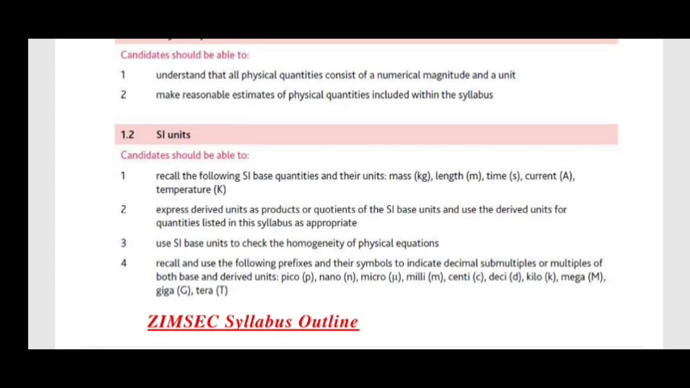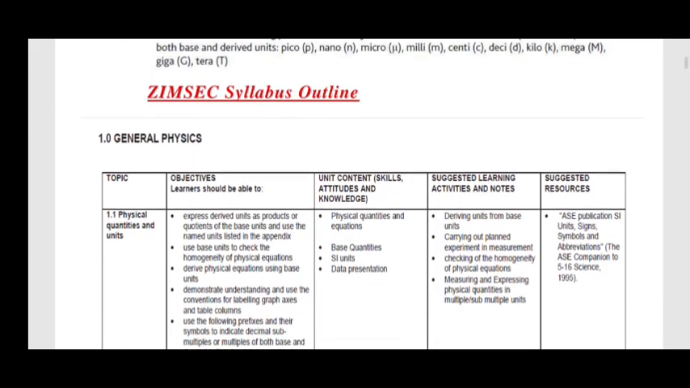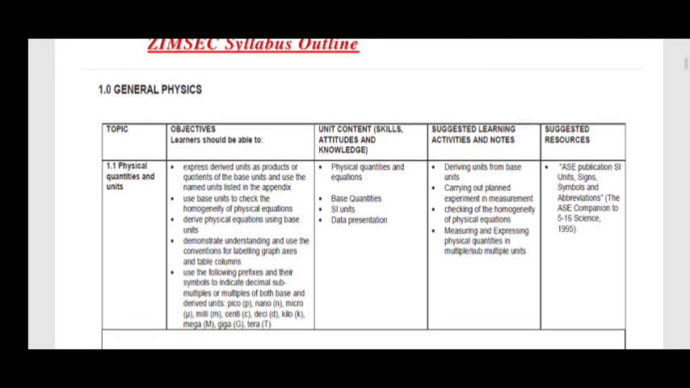We're also going to express derived units as products and/or quotients of SI base units, as well as use those derived units for quantities. The rest, involving homogeneity and prefixes, we're going to cover in future videos. For the Zimsec syllabus, it's still the same. We're going to express derived units as products or quotients of base units, and we're going to use the named units listed in the appendix, which we have stated above, which is mass, temperature, time, etc.